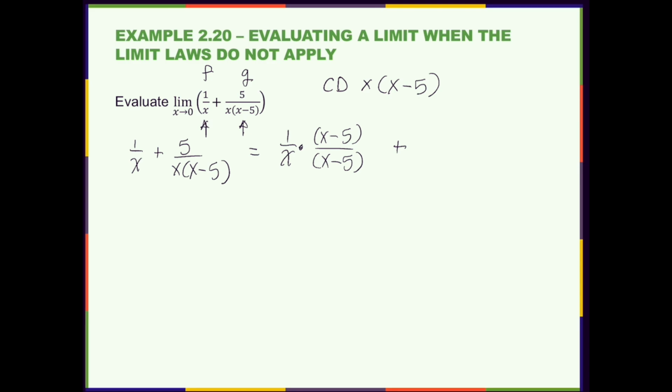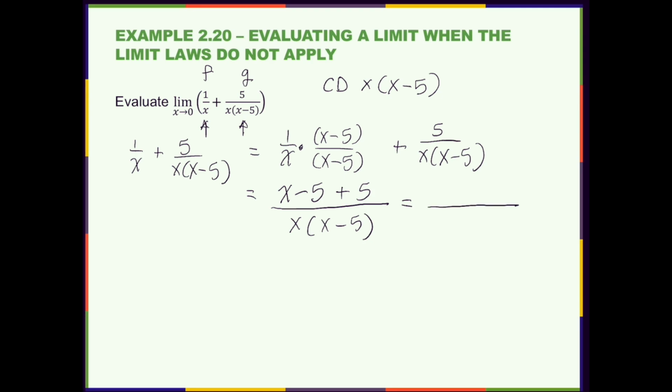Now, the fraction on the right already has the x minus 5 in the denominator and already has the x, so I don't have to do anything with that second fraction. I already have that common denominator set up for it. So now when I combine these two fractions, because they both have a common denominator now, I have x minus 5 plus 5 all over the common denominator, x times x minus 5.